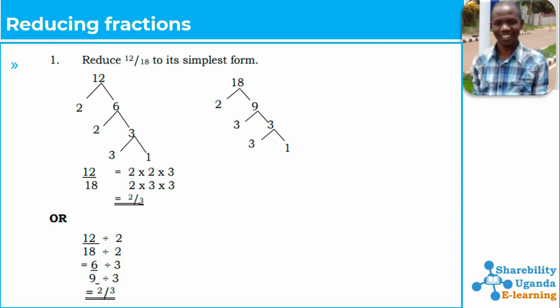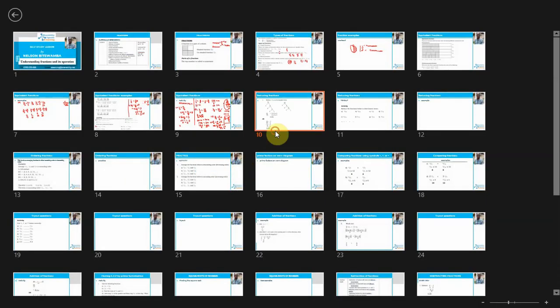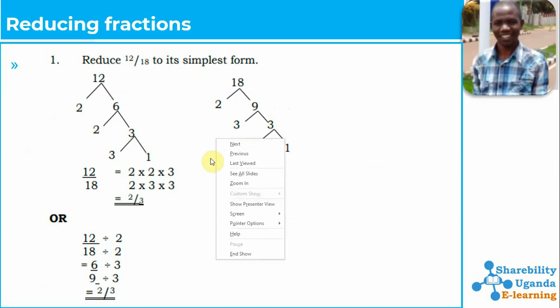In reducing fractions, we look at a fraction which is given, then we use a method that is going to help us in finding these reducing fractions. So in these reducing fractions, we shall have these examples as given. Let me get a pen here. So these are the examples. They are saying reduce 12 out of 18 to its simplest form. How can you reduce this to its simplest form?